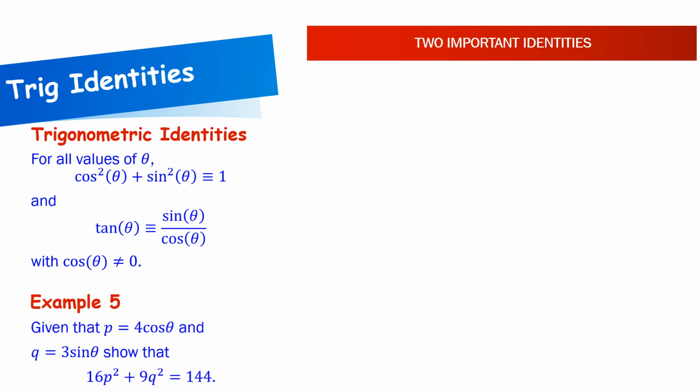Now let's have a go at another example. Pause the video and have a go. Press play when you're ready to view the solution. So let's solve this. Given that p equals 4 cos theta and q equals 3 sine theta, show that 9p squared plus 16q squared equals 144.